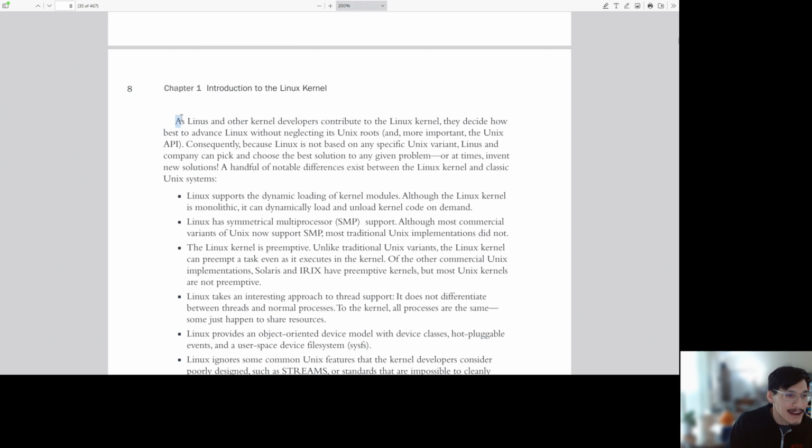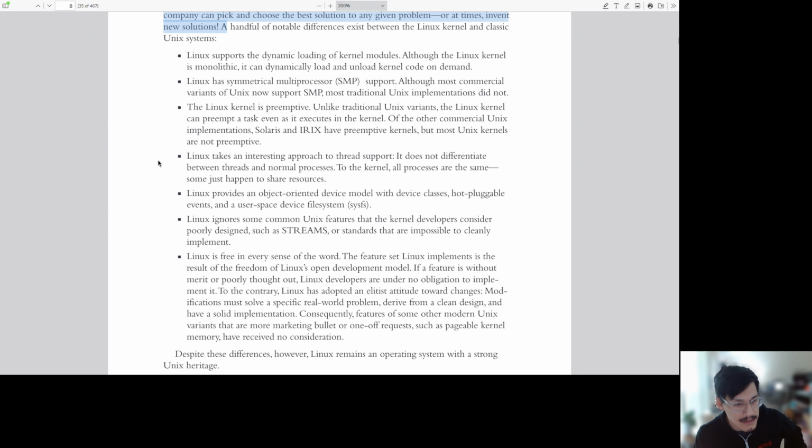As Linus and other kernel developers contribute to the Linux kernel, they decide how to best advance Linux without neglecting its Unix roots, and more important, the Unix API. Consequently, because Linux is not based on any specific Unix variant, Linus and company can pick and choose the best solution to any given problem, or at times, invent new solutions. A handful of notable differences exist between the Linux kernel and the classic Unix systems. Okay, let's see what the differences are.